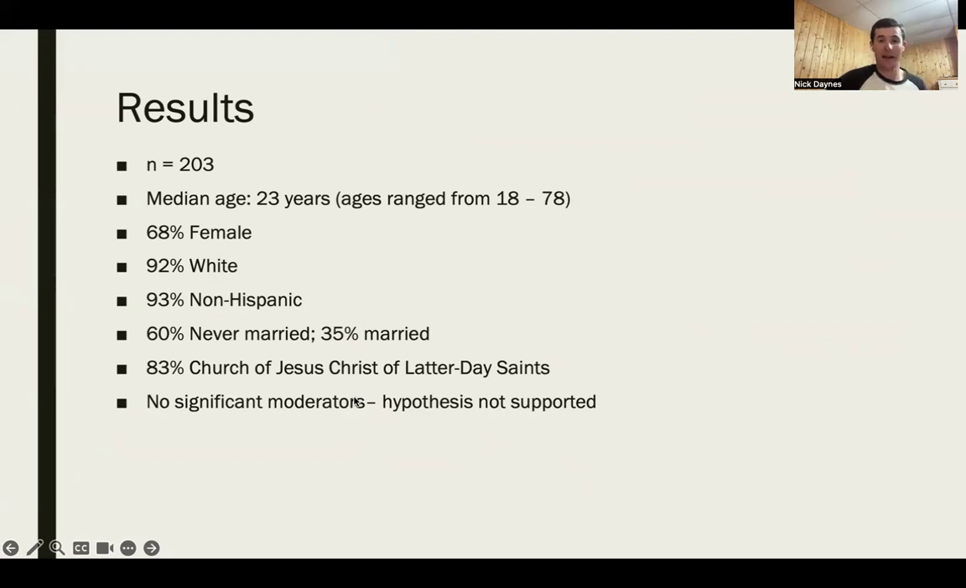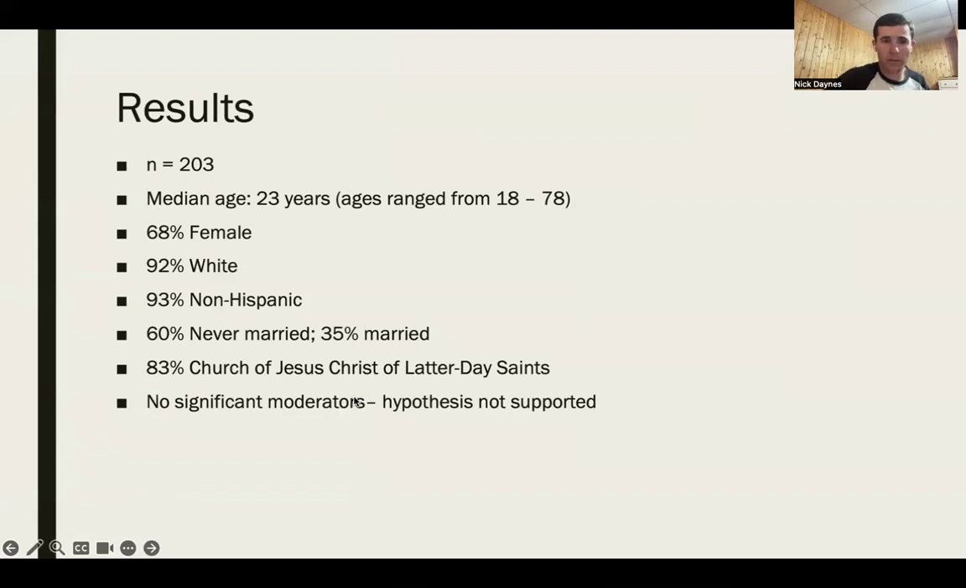So we had to make sure that we accounted for that by allowing for a wider selection of ages that they could choose from. 68% were female, 92% were white, 93% non-Hispanic. So again, this is a weird population. 60% were never married and 35% married. And then the remaining 5% would be those who would select other things like divorced or things like that.